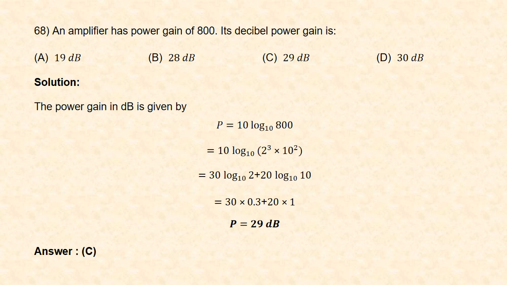Now, bringing the 3 in front, we have 30 log 2 plus bringing the 2 in front, we have 2 into 10, that is 20 log 10, 10. Now, 30 into log 2 base 10 is nothing but 0.3 plus 20 into log 10 base 10 is 1. So, 30 into 0.3 plus 20, which is nothing but 9 plus 20, which is equal to 29 decibels. So, option C is the correct answer.